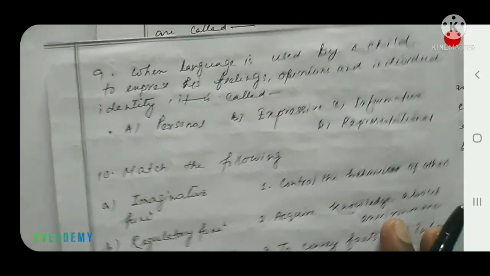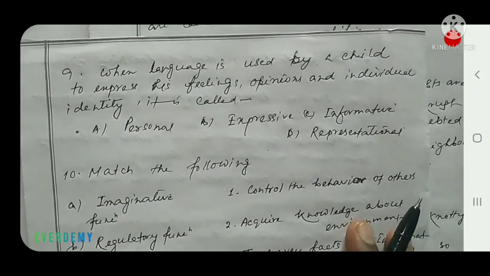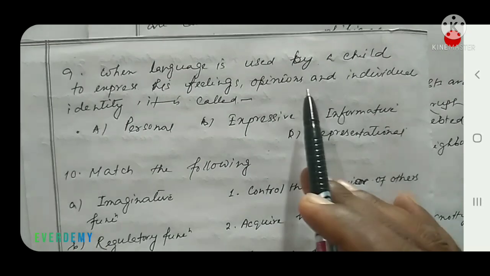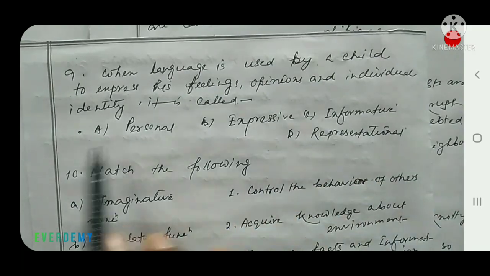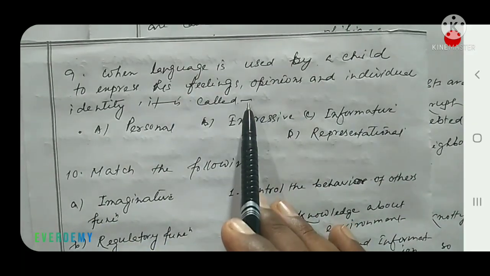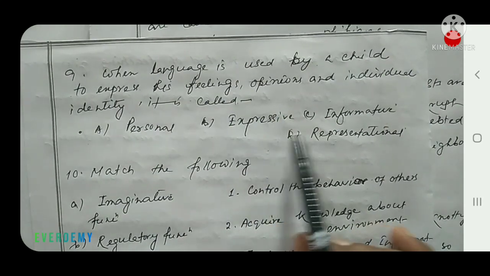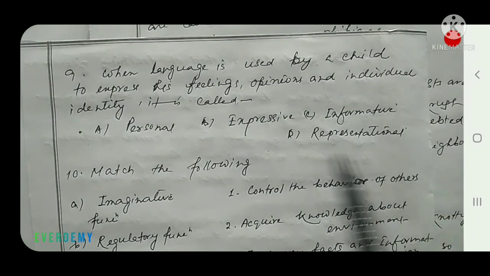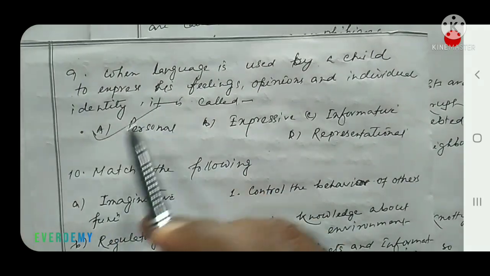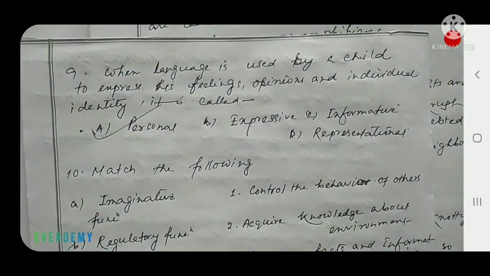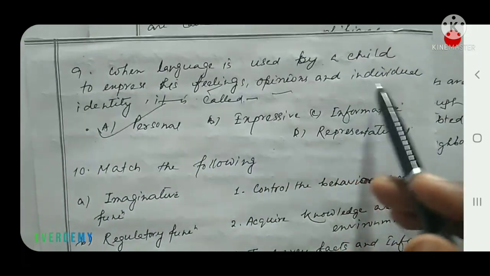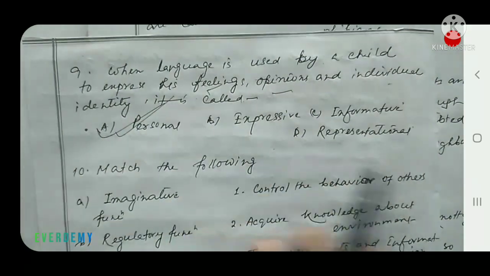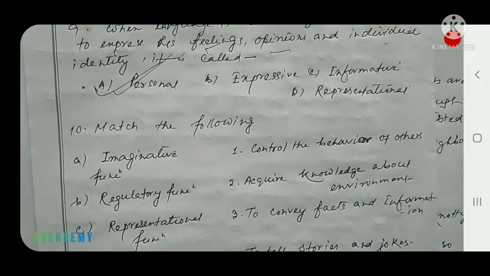Next, question 9. When language is used by a child to express his feelings, opinions, and individual identity, it is called personal, expressive, informative, or representational. So this is the personal function, and that is the correct answer.